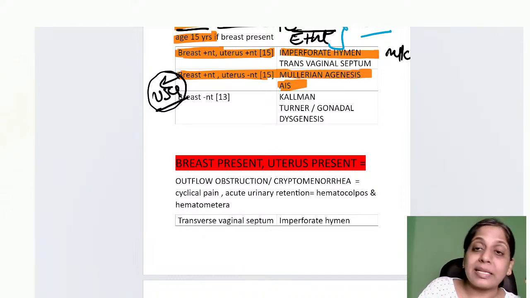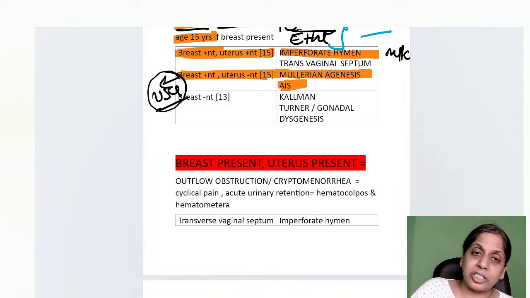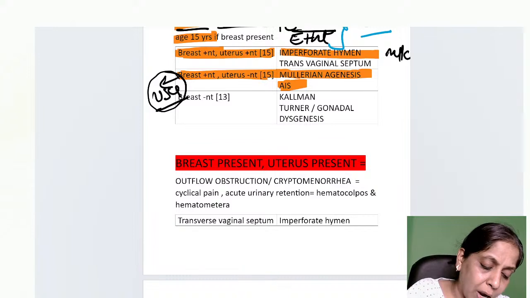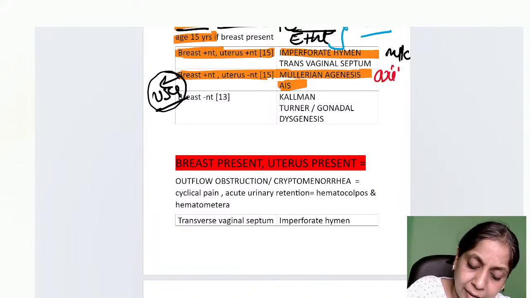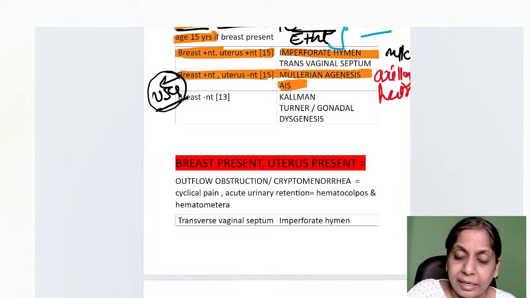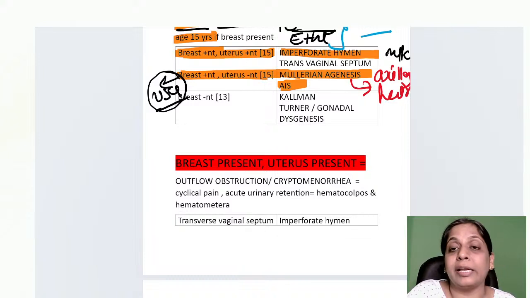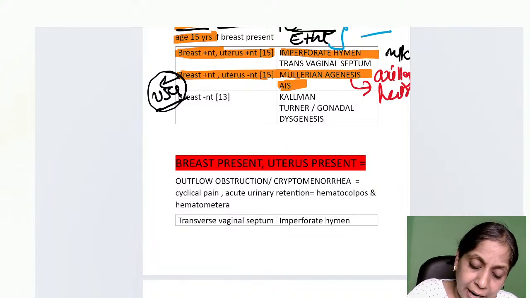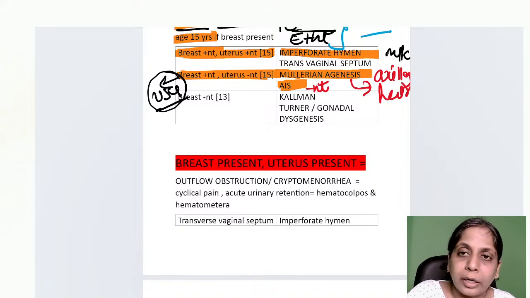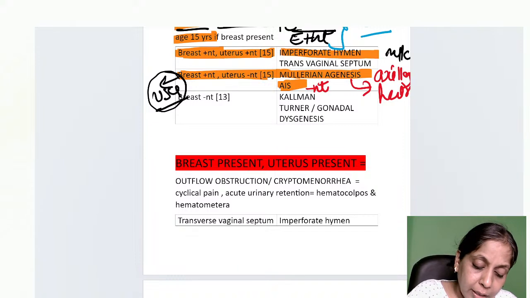Mullerian agenesis and androgen insensitivity syndrome are the two differential diagnoses. How we will differentiate, I have already told you. You have to look for the axillary hairs. If axillary hairs or pubic hair are present, then it is Mullerian agenesis. And if they are absent, then it is androgen insensitivity syndrome. That means you are dealing with a male pseudohermaphrodite.